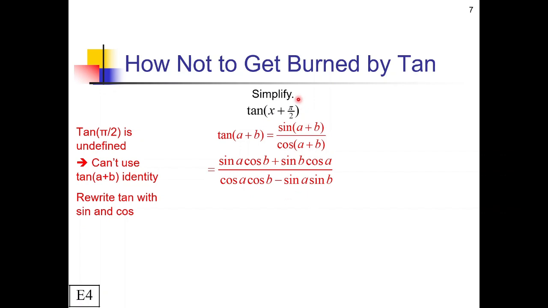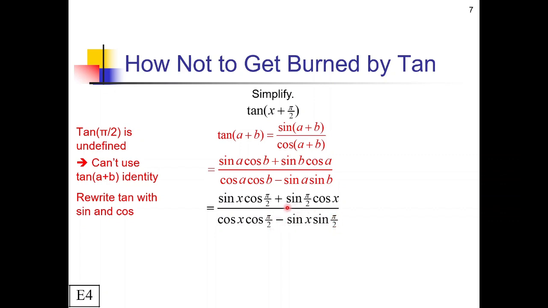Now it's time to plug in our angles. So we've got sine of x times cosine of pi over 2 plus sine of pi over 2 cosine of x divided by, down here we have cosine of x cosine of pi over 2 minus sine of x sine of pi over 2.